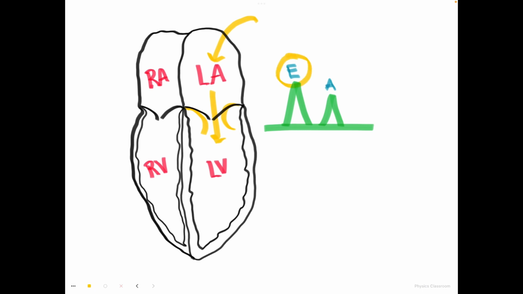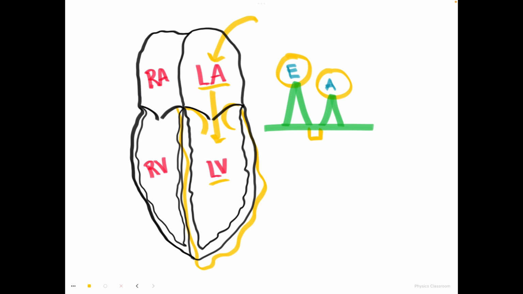During early filling, in your normal heart, this LV is going to slightly expand, allowing for that blood to rush in at the start. And then as it does rush in, it's going to equalize in pressure between the LV and the LA. When that happens, you have diastasis, which is this period right here. And then after that, you have your atrial contraction, your A wave, where the LA has to contract to push the rest of that blood through into the LV during late diastole.